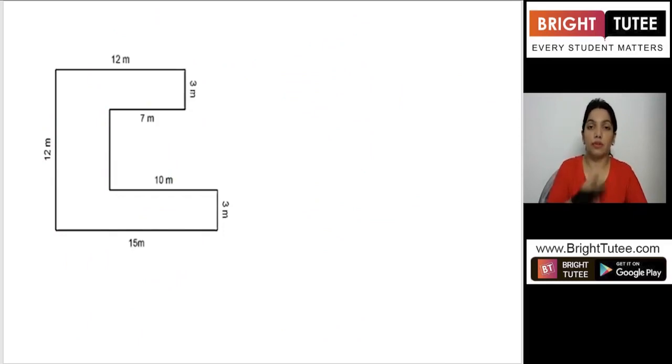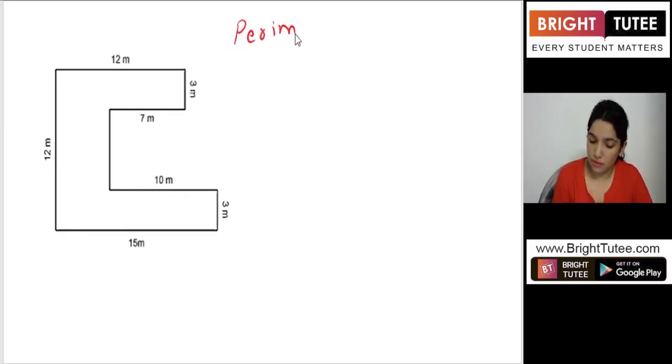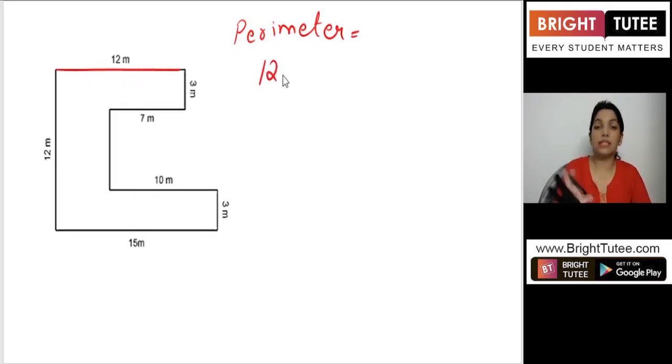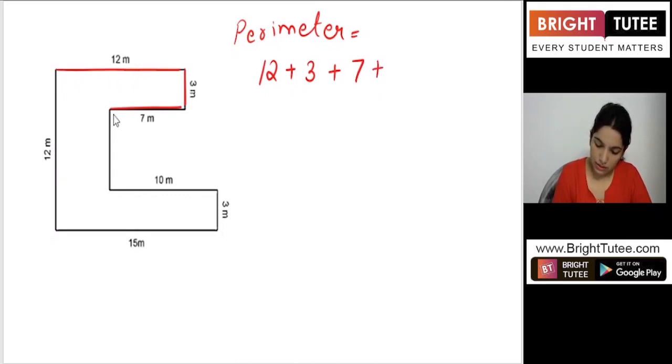Here we have again got a very complicated shape. So let us keep on adding these numbers, and I'll highlight each of the lengths with a different color so that it's easy to remember what sides we have covered. Okay. So perimeter is equal to, starting from here, everything clearly we can see is in meters. So no worries about the units. So it is 12 plus 3 plus 7 plus, we are not given this particular side here, right?